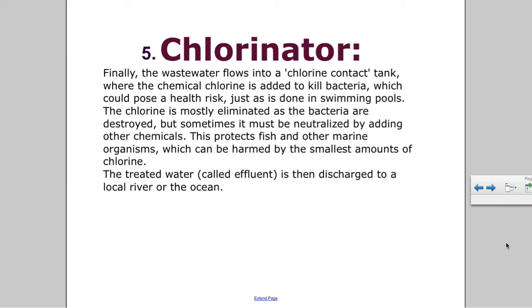Yes, our water has chlorine in it. And this could pose a health risk, just as in swimming pools. They put chlorine in it to clean the water. Bacteria can pose a health risk to us, so we use chlorine to kill it. Just enough to clean the water, but not too much to harm us. The chlorine is mostly eliminated as bacteria are destroyed, but sometimes it must be neutralized by adding other chemicals. So we have to put chemicals in our water to keep our water clean. And this protects fish and other marine organisms, which can be harmed by the smallest amounts of chlorine.